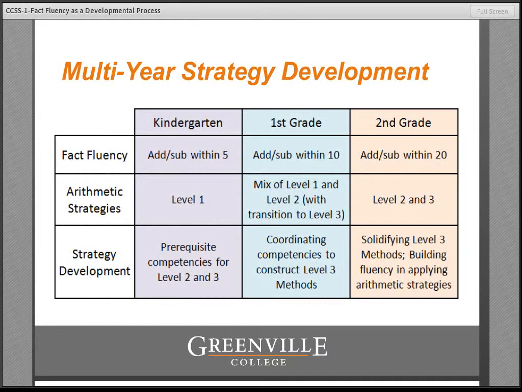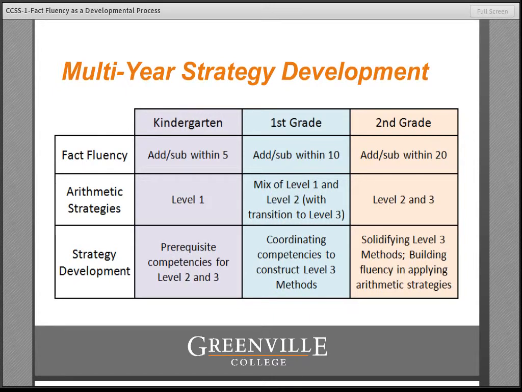In the first row, we can see how the fact fluency expectations change with each year. And so you'll see that addition and subtraction within 5 is brought to fluency in kindergarten, within 10 in first grade, and within 20 in second grade. So we see that progression pretty nicely.